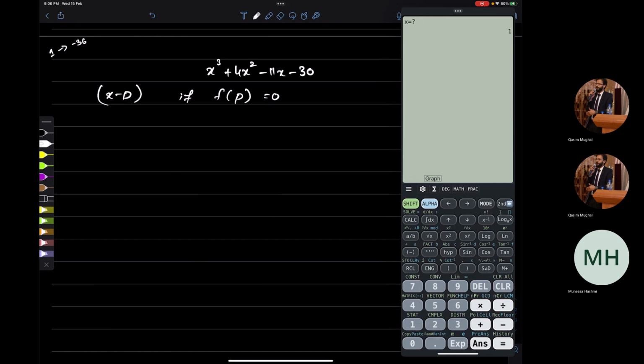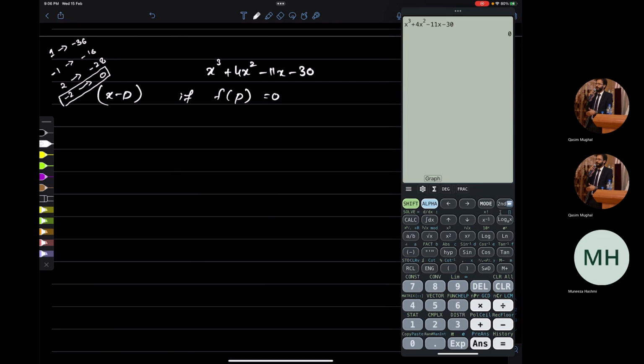Now let's plug in 2. Oh, sorry, minus 1. If I plug in minus 1, it is giving me minus 16. Now let's plug in 2. When I'm plugging in 2, it's giving me minus 28. Hit calculate again. Now I'm going to plug in negative 2. Got it. Boom. Negative 2 gives 0. That's what I'm interested in.